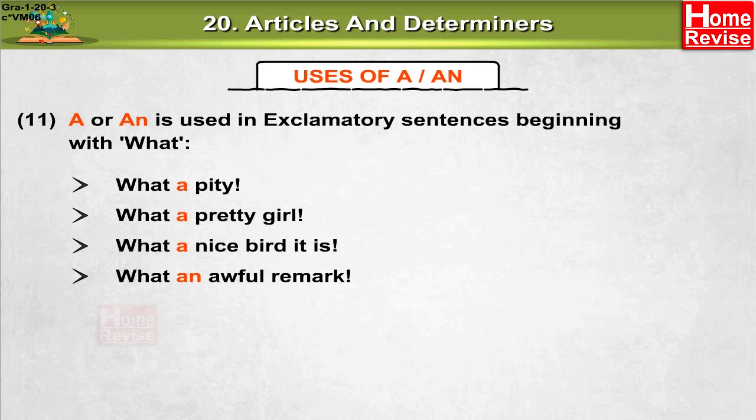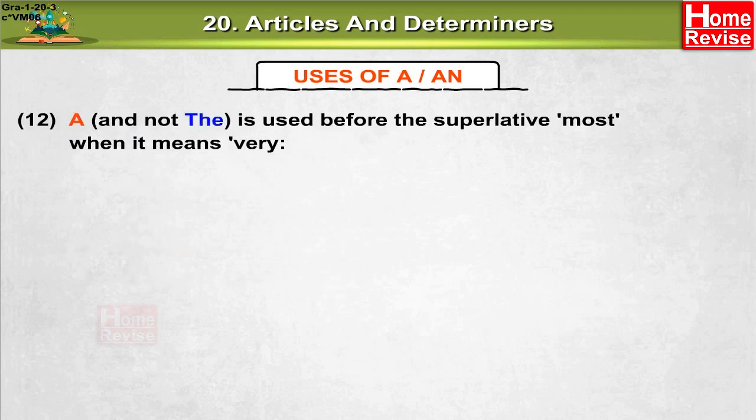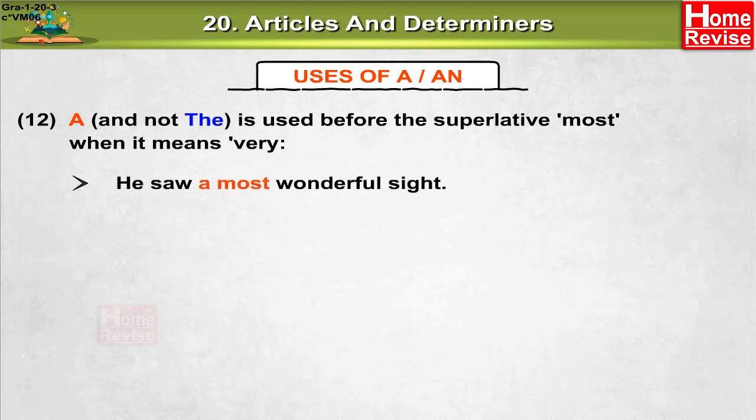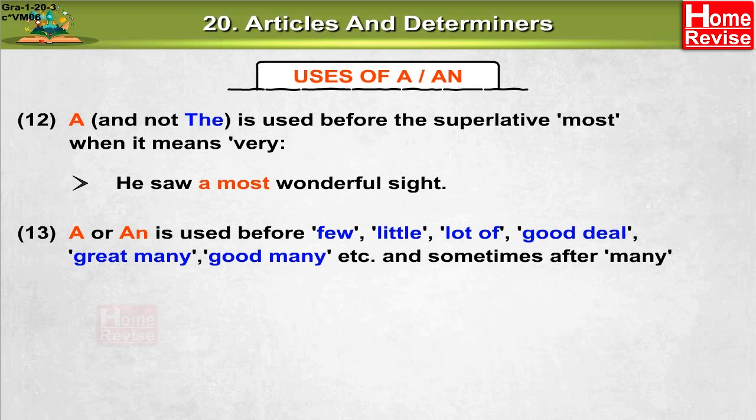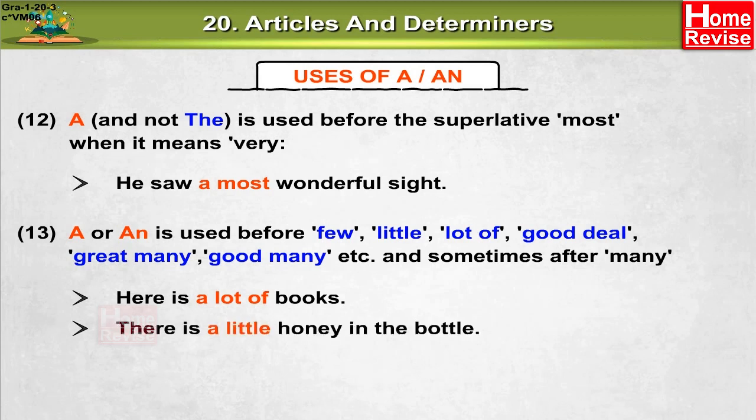What an awful remark. Twelfth, a and not the is used before the superlative most when it means very. He saw a most wonderful sight. Thirteenth, a or an is used before few, little, lot of, good deal, great many, good many, etc., and sometimes after many. Here is a lot of books. There's a little honey in the bottle.